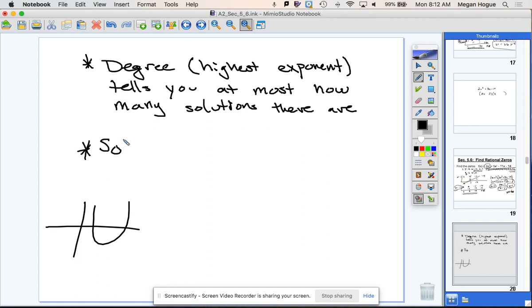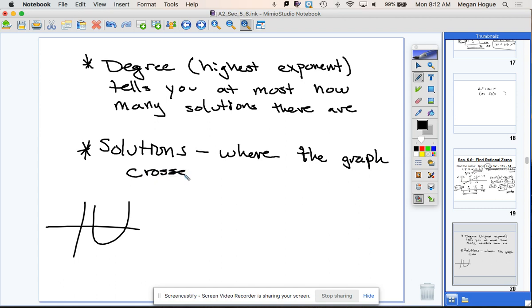So the solutions, and that holds true for any type of function, not just a parabola, even these higher powers. The solutions are where we'll just put where the graph crosses the x-axis.